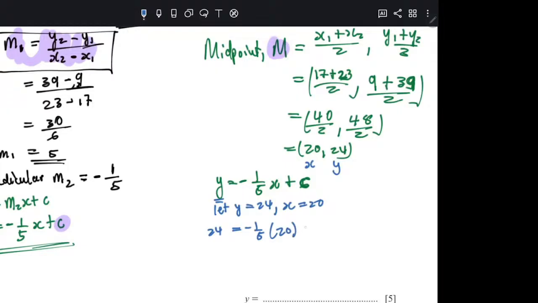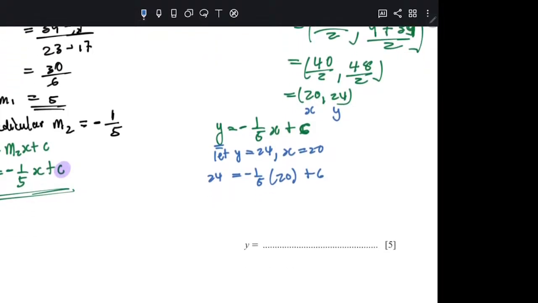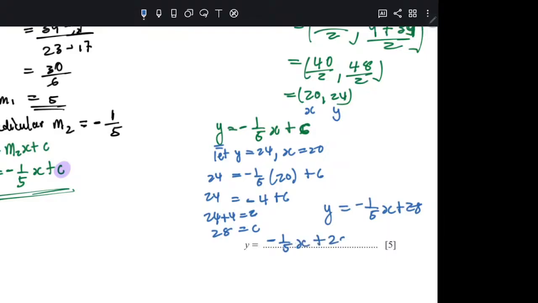So where there is y, we are putting 24 is equal to negative 1 over 5 by x, which is by 20, plus c, which means we are going to say 24 is equal to negative 1 over 5 times 20, that's 4. 4 times 1 is 4, so negative 4 plus c. You take to the other side, 24 plus 4 is c. c is 28. So now you can already write to say y is negative 1 over 5x plus 28. You are done.